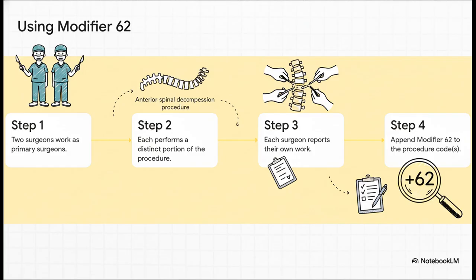Second, they can't just be helping each other out. They each have to perform a distinct, separate piece of the surgery. Third, you've got to see in the documentation exactly what each of them did. And finally, if all those boxes are checked, both surgeons add modifier 62 to the procedure code.